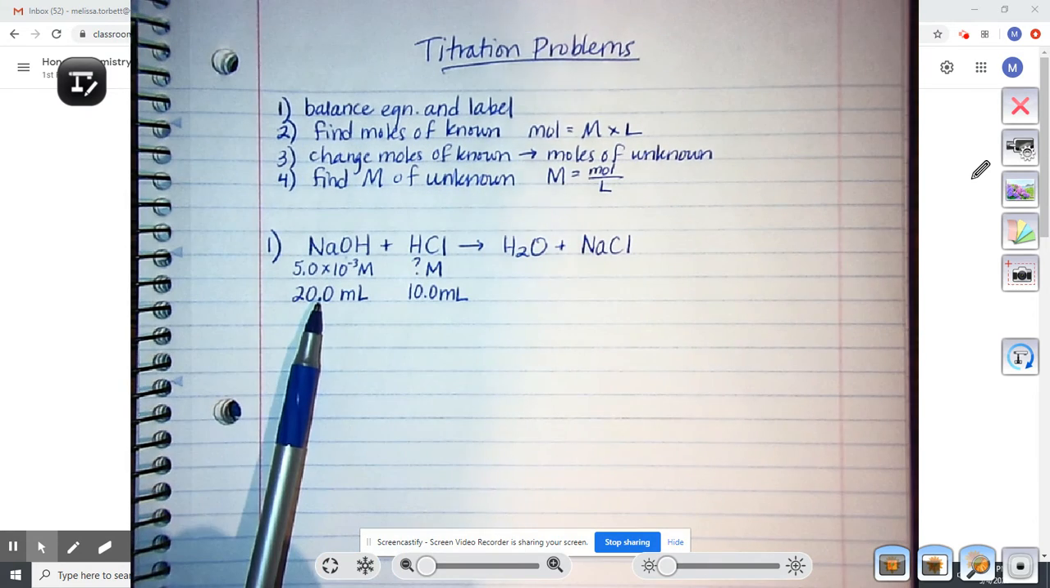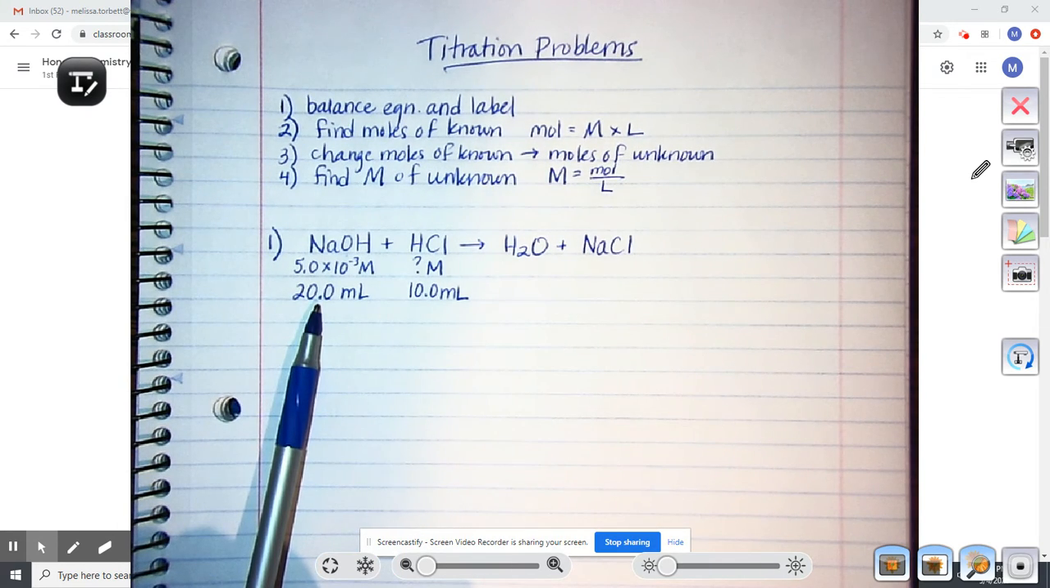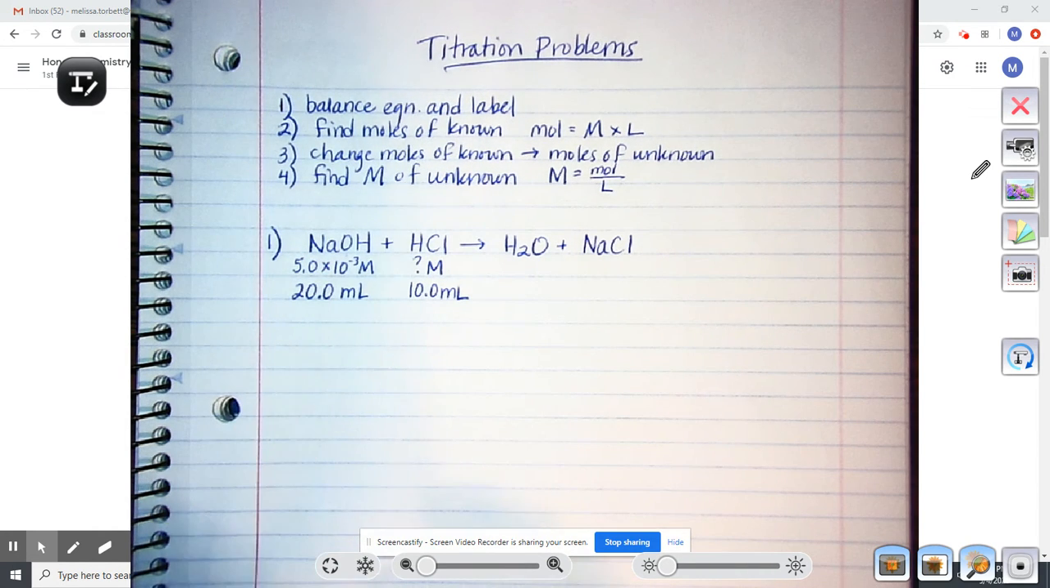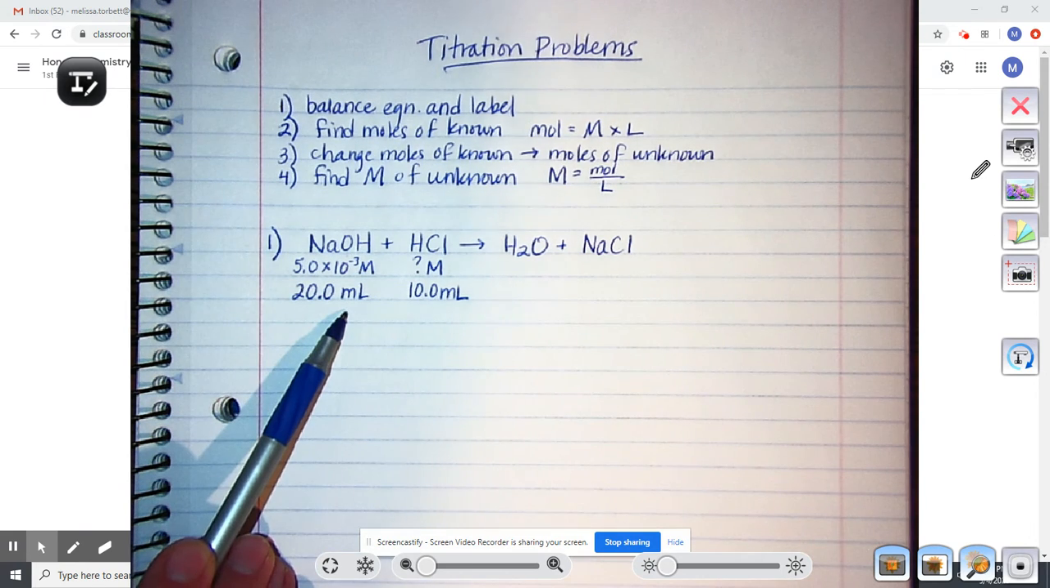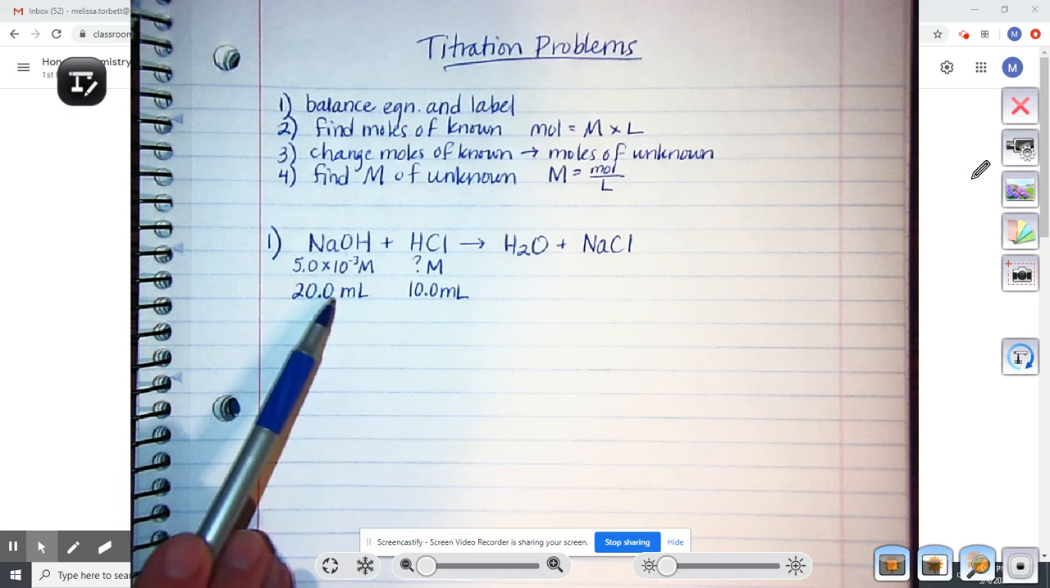This is my known. Why is this my known? Because it doesn't have a question mark. Something that's unknown has a question mark. There's two pieces of information that you have to make something your known. You have to have the concentration and you have to have the volume. And I have both of those. Don't have it for this one, so this one's my known.